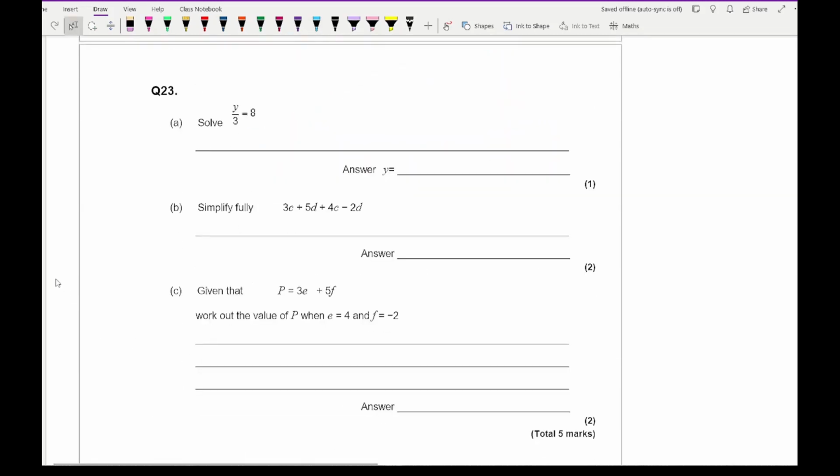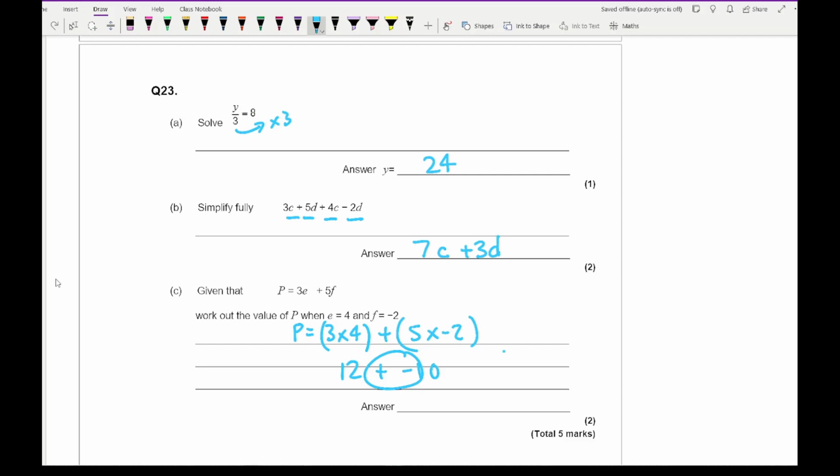For question 23, so again here we want to multiply by the 3, so we've got 8 times 3, which is 24. Then here we want to collect the like terms, so here I've got 3c plus 4c, which is 7c, and then 5d minus 2d is plus 3d. And then here we want to substitute into this formula, so p equals 3 times 4 plus 5 times minus 2, which is 12 plus minus 10. A plus and a minus become a minus, so it's 12 minus 10, which is 2.